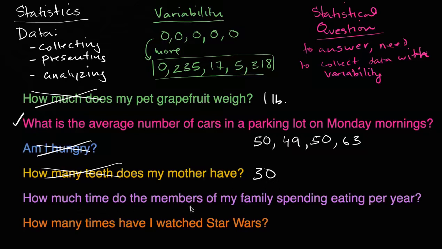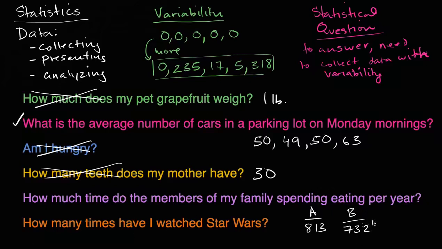How much time do the members of my family spend eating per year? Well, once again, what do I need to do to answer this question? Well, I would have to go either observe or survey my family members, maybe my mom, my wife, my children, and my uncles, aunts, whoever else. And I would say, well, how much do you eat each day? I would add them all up to figure out how much they eat in the year. And maybe, family member A eats 813 hours in a year. Family member B ate 732 hours in the year.